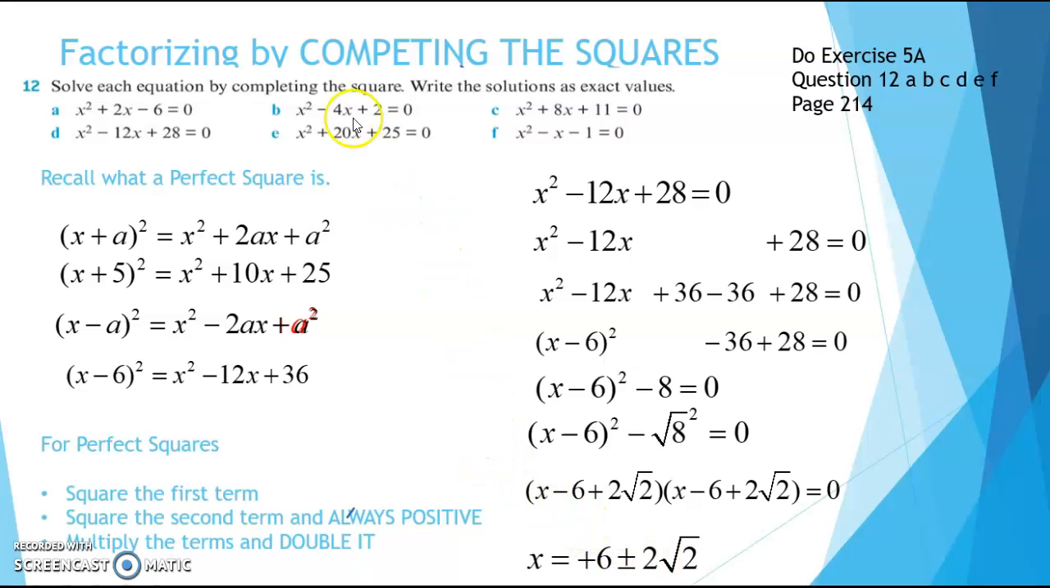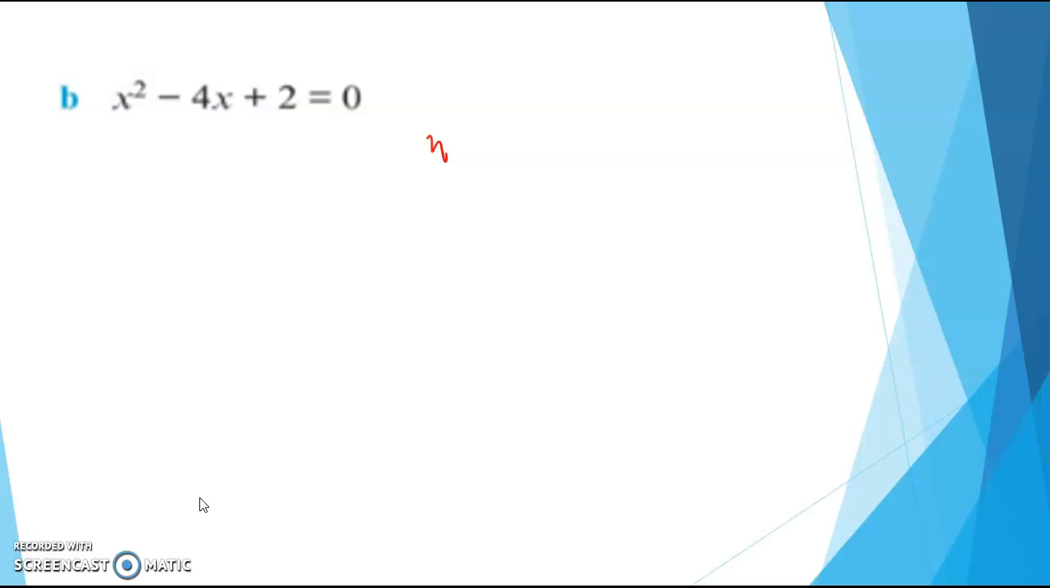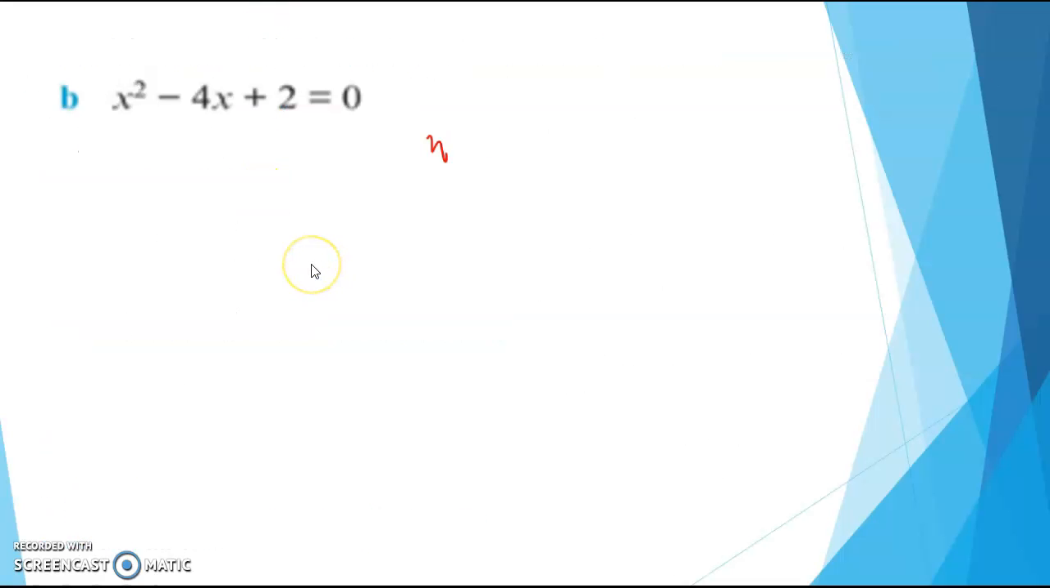I will do number B with you, and I'll do it with pen just to show you that you don't need all these steps. So let's go to the next page and see if I can get a pen to work. Okay, so let's have a look at this one. So here's that classic negative 4x. So we've got negative 4x, so the middle term has a negative number.